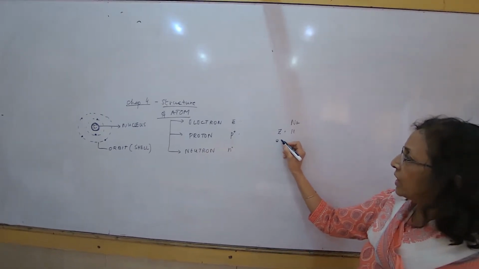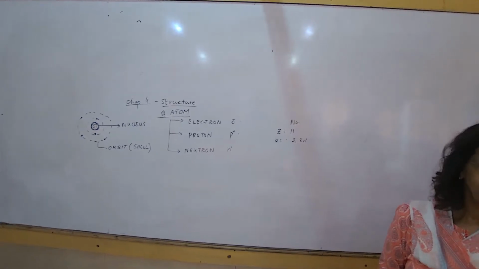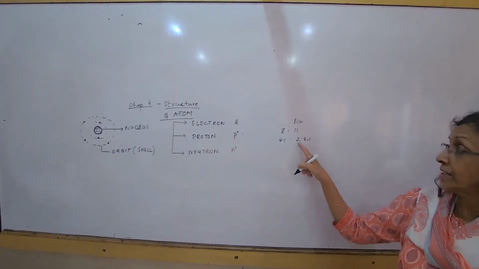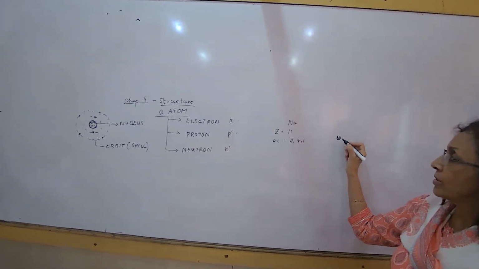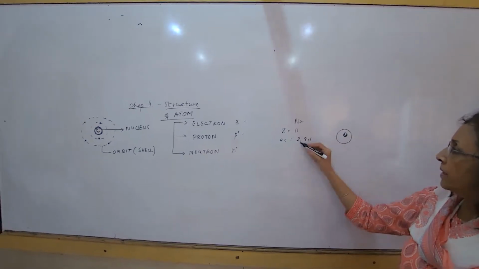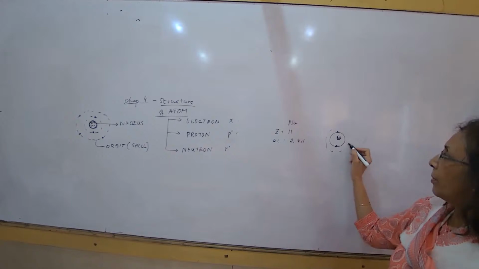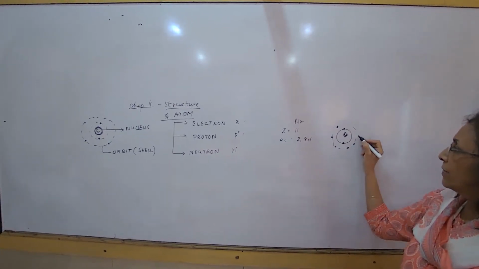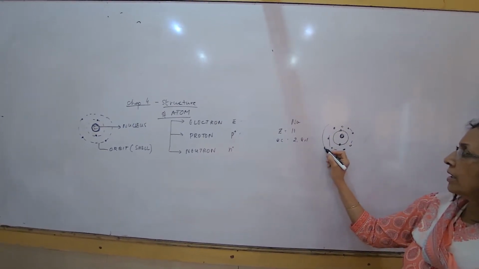Electronic configuration, what did we say? It is equal to 2, 8, 1. What does it tell us? In the first orbit, there are 2. In the next, how many are there? There are 8. 1, 2, 3, 4, 5, 6, 7, and 8. In the last orbit, how many are there? There is 1.